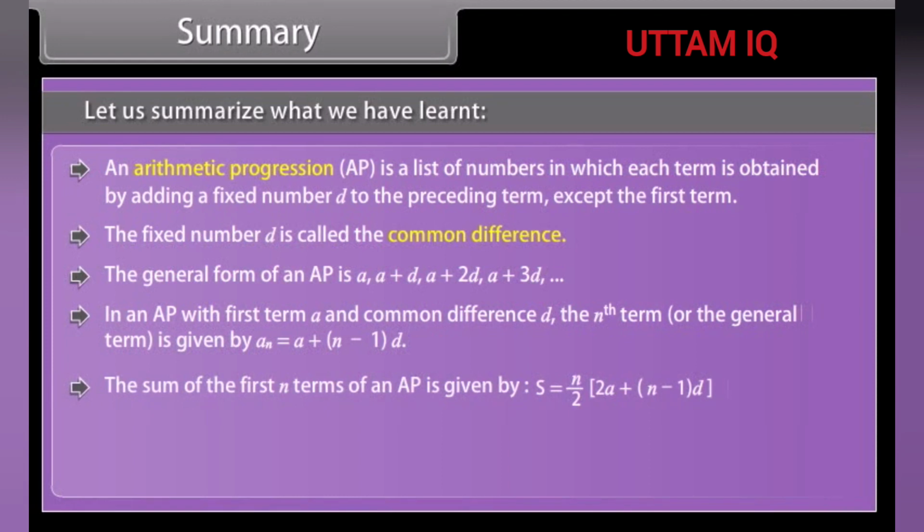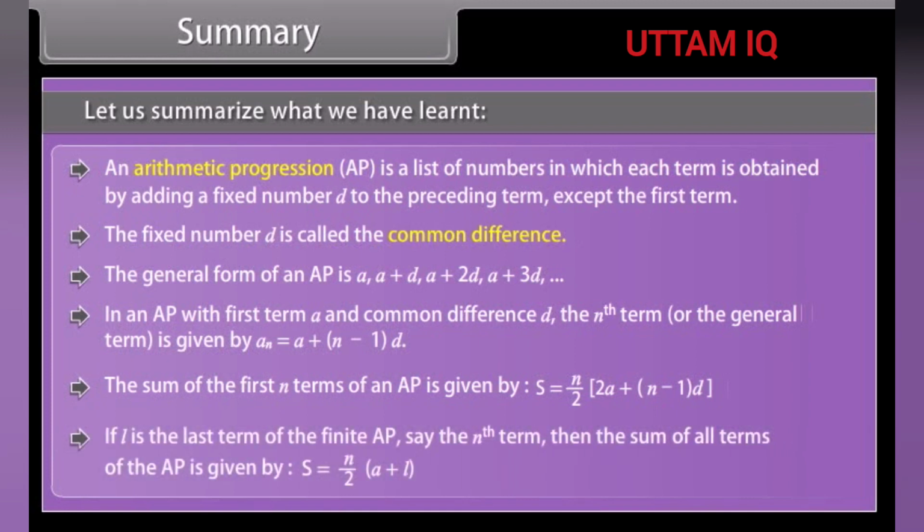The sum of the first n terms of an AP is given by S is equal to n upon 2 into (2a plus (n minus 1) d). If l is the last term of the finite AP, say the nth term, then the sum of all terms of the AP is given by S is equal to n upon 2 into (a plus l).